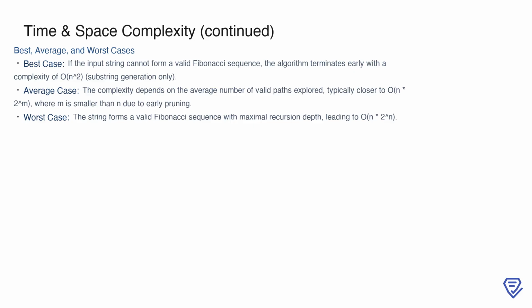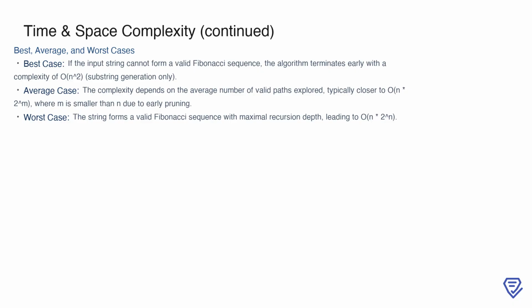In the best case, if the input string cannot form any valid Fibonacci sequence, the algorithm terminates early, with a time complexity of O(n squared), due to substring generation alone. The average case is more nuanced, as it depends on the number of valid paths the algorithm explores. Typically, due to early pruning of invalid paths, the average case is closer to O(n * 2 to the power of m), where m is smaller than n. In the worst case, the input string perfectly matches a valid Fibonacci sequence, leading to maximal recursion depth and a time complexity of O(n * 2 to the power of n).